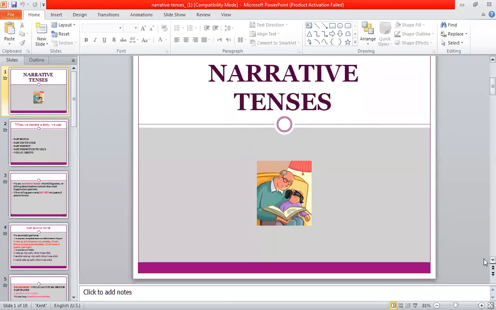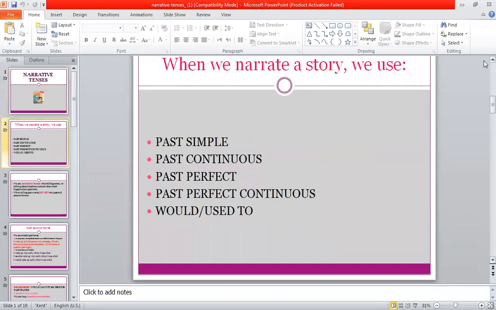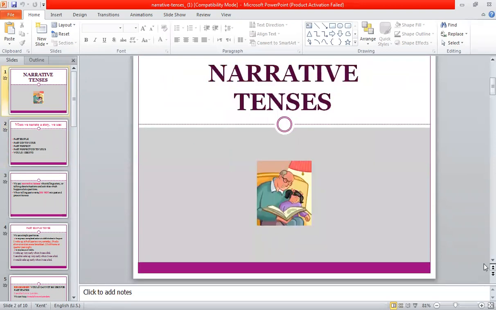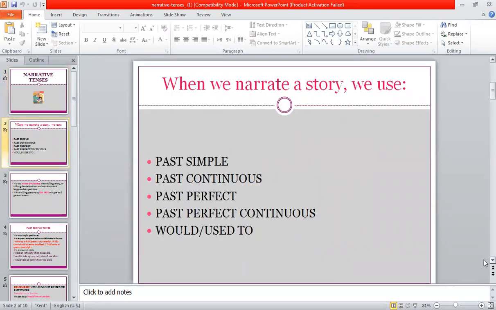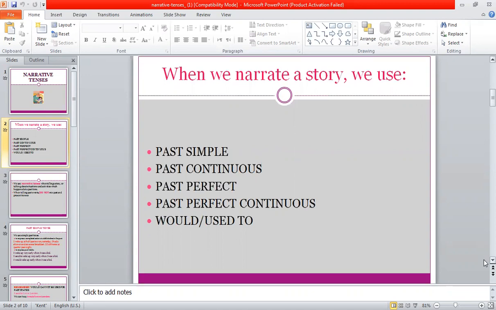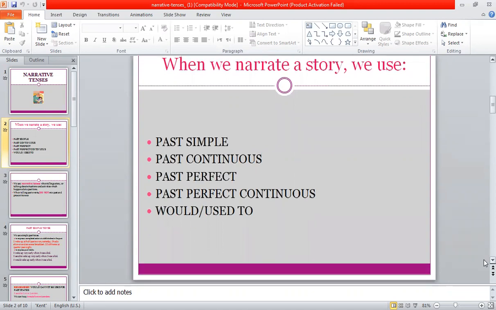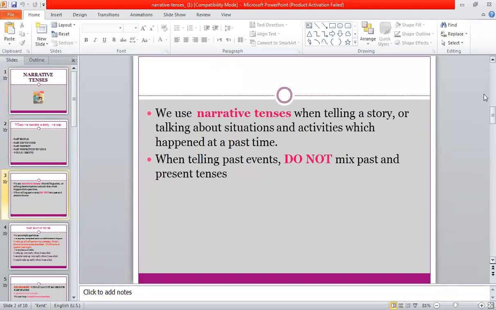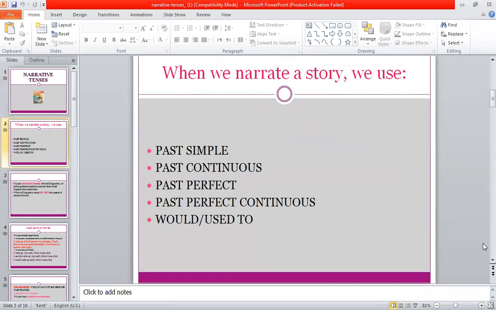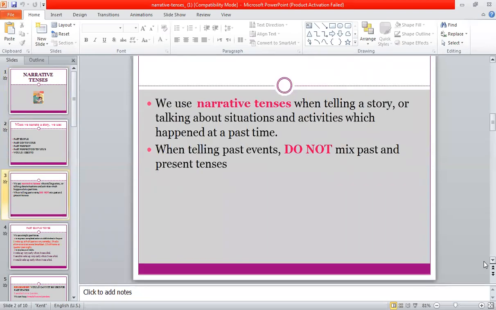So what are narrative tenses? All types of tenses related to the past. So if we talk about all types of past, these are narrative tenses, like past simple, past continuous, past perfect continuous, would, and used to. These are all types of narrative tenses. Let's see the difference between them, concerning usage and so on.